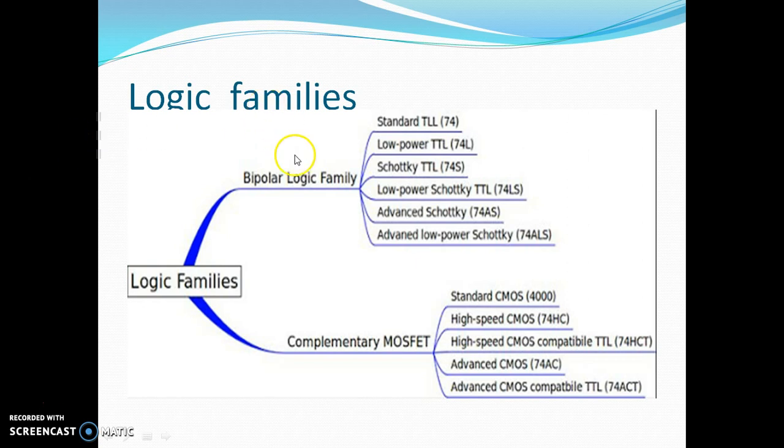Basically, logic families are divided into two parts. One is the bipolar logic family and the other is complementary MOSFET. Under the bipolar logic family, there are a number of ICs available, and the same for MOSFET, there are a number of ICs available for CMOS. Now we'll see it one by one.